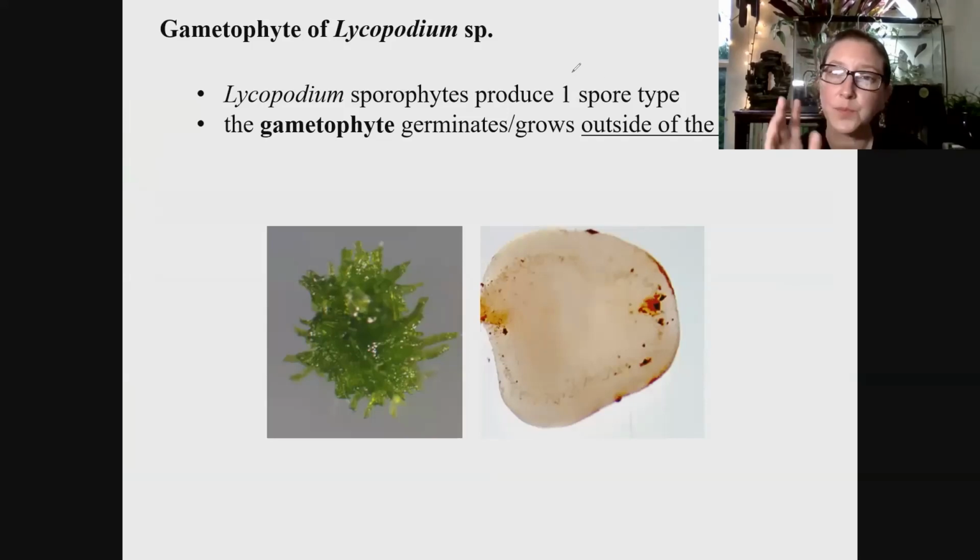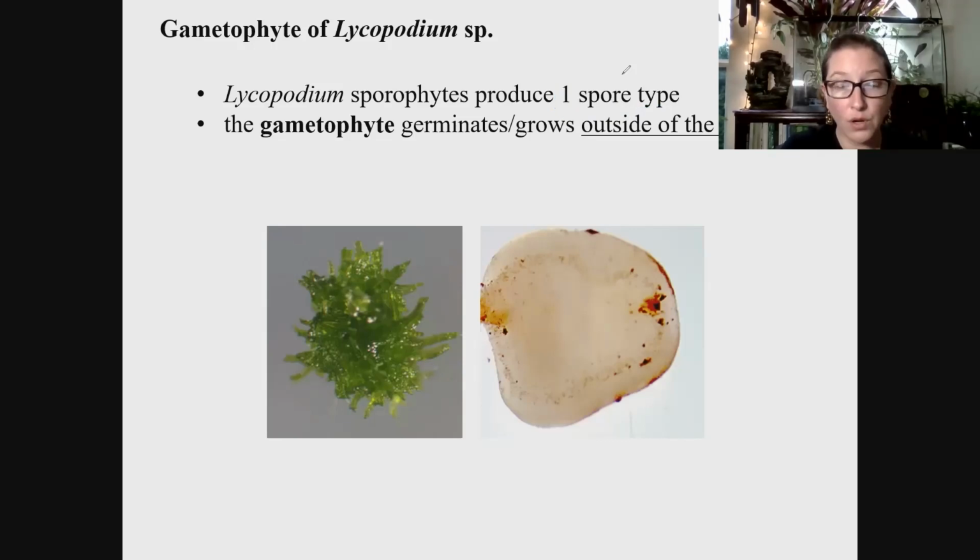Some plants make one type of spore, and some plants make two types of spores. All the non-vascular plants, the mosses, liverworts, and hornworts, only make one type of spore, which is why we didn't even mention it back then. Some of the plants we're going to come across today make two types. But Lycopodium, just like the non-vascular plants, only makes one spore type.